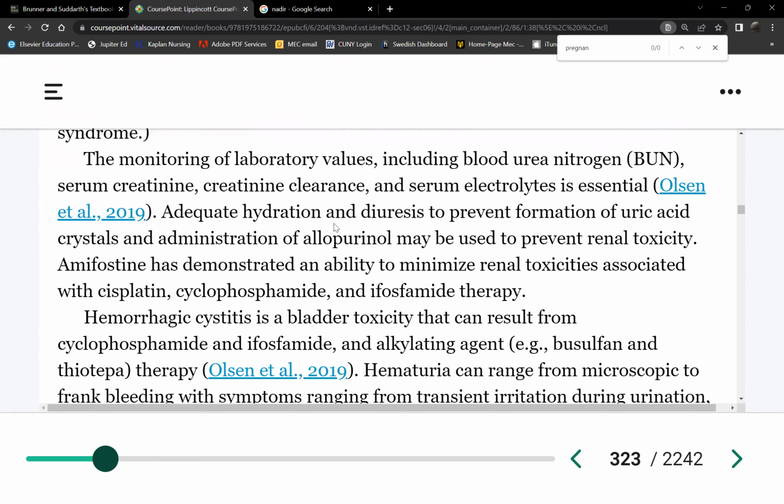Kidneys will be harmed as well by chemotherapy. So make sure you monitor what? Urine creatinine, and it'll be urine output at home because of course we're not drawing blood at home. So the best thing you can do is monitor urine output.